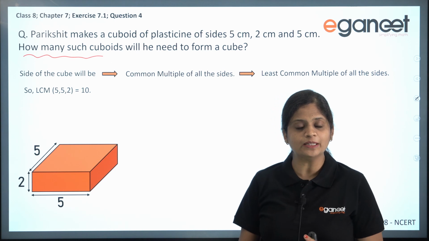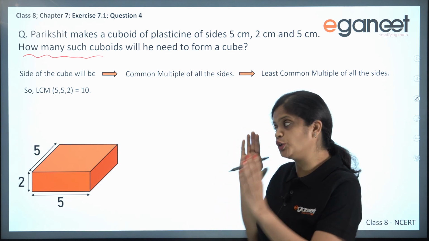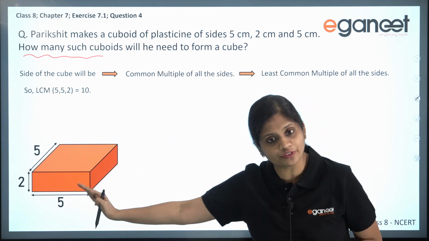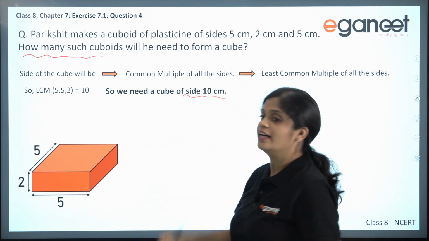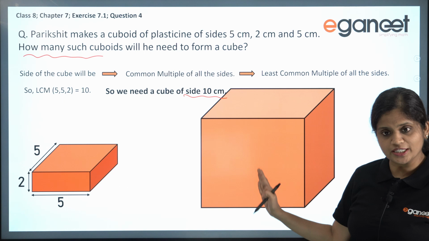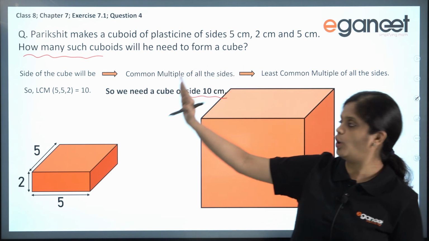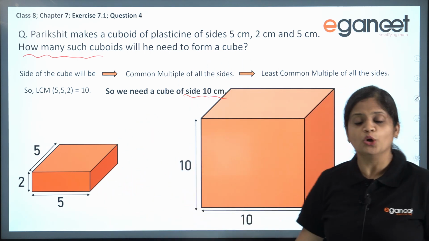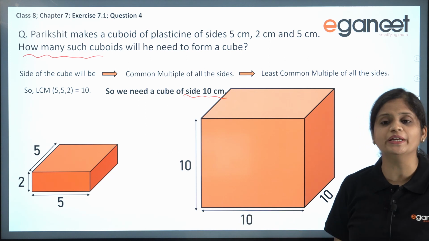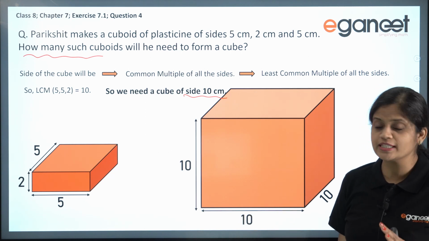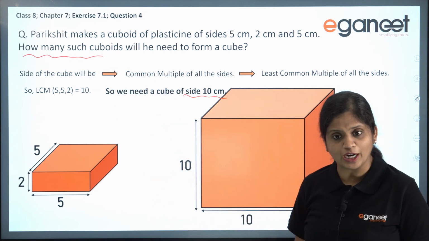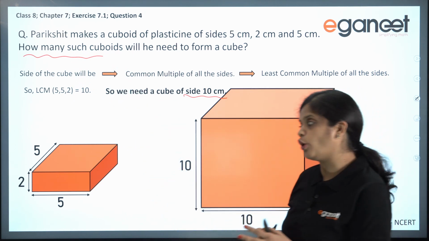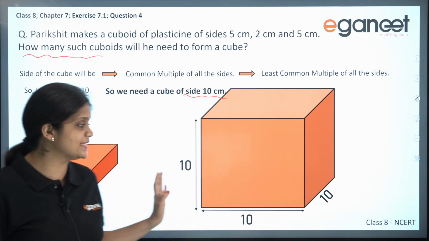So, what do I need? I need a cube to be formed out of this cuboid and the side should measure 10 centimeter. So, this is my cube that should be formed out of this cuboid whose length, breadth and height should be 10 centimeters. What is the next part of the question? How many such cuboids are needed? Now, we have found out that we will be forming a cube of side 10 centimeter.